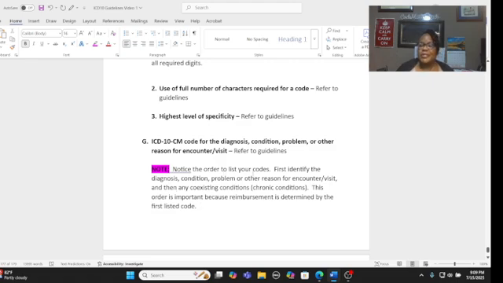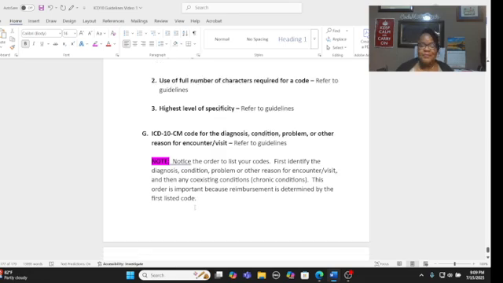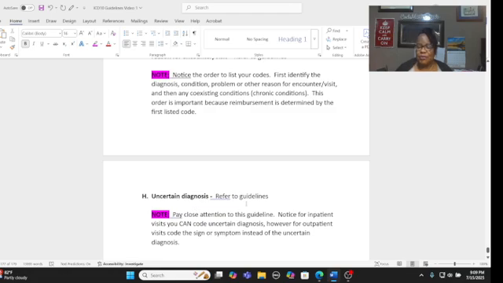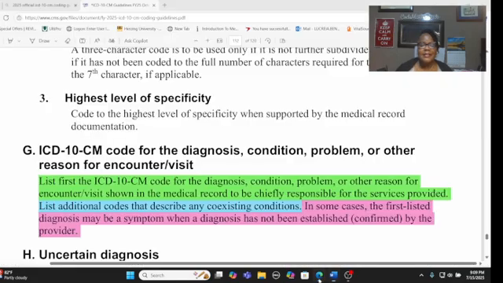Notice the order to list your codes. First, identify the diagnoses, the condition or problem, or the reason for the visit, and then any coexisting or chronic conditions. This order is important because reimbursement is determined by the first listed code. All right, then we go to H. Uncertain diagnoses, refer to the guidelines.